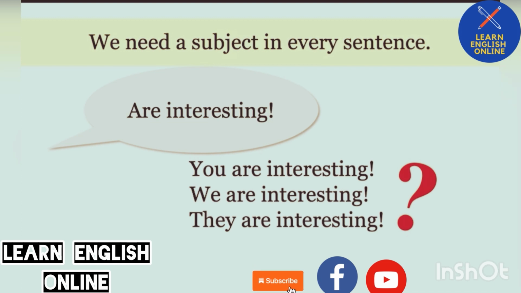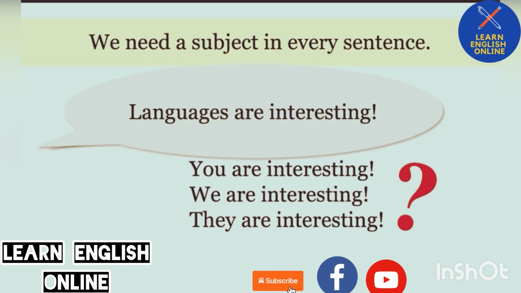Since there are only 3 forms of be, we need to include a subject in every sentence. "Are interesting" is incorrect. "Languages are interesting." Okay, let's look at one more thing about the verb be.